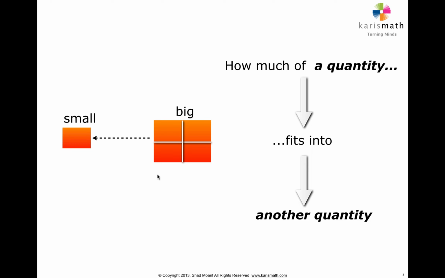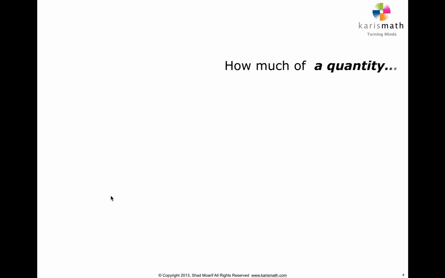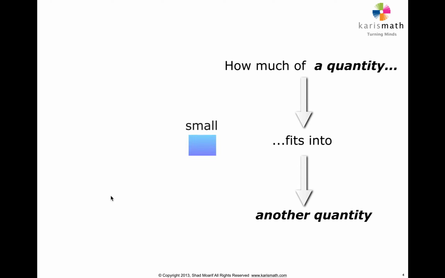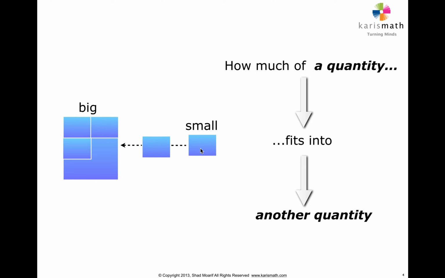If this is a big quantity and this is a small quantity, then you want to know what part of the big quantity fits into the small quantity. You could also have something like a small quantity. How much of this fits into that? That's a lot easier. Just count how many of these go into it: 1, 2, 3, 4, 5, and 6. So it depends on how you think about it, whether it's a large quantity divided by a small quantity, or a small quantity divided by a large quantity.